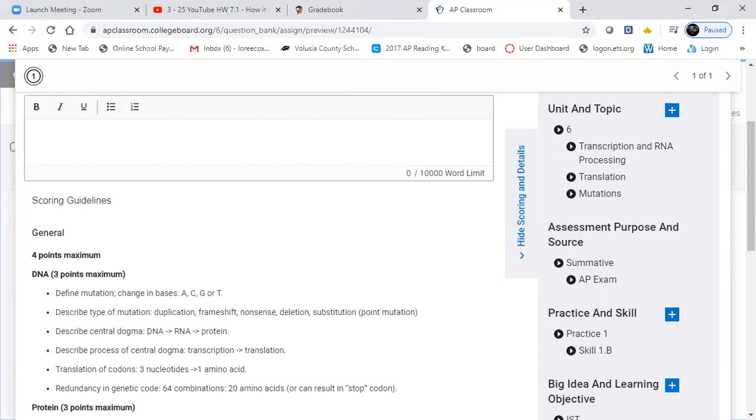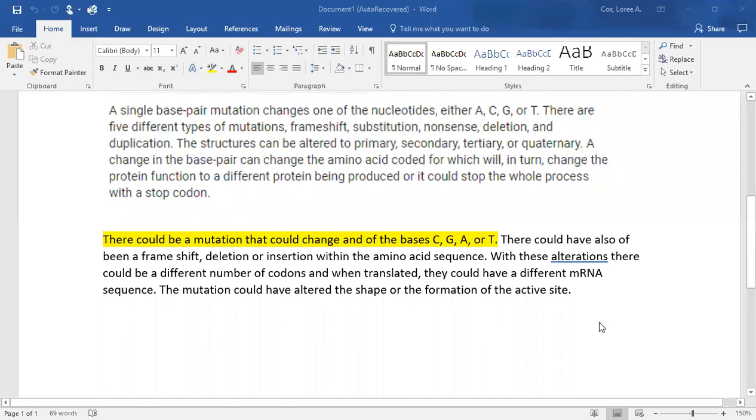So let's take a look real quick at a student response. Down here at the bottom, the one that's highlighted in yellow, you guys could see this person stated there could be a mutation that could change any of the bases C, G, A, or T. And I think what they meant to say there was one.